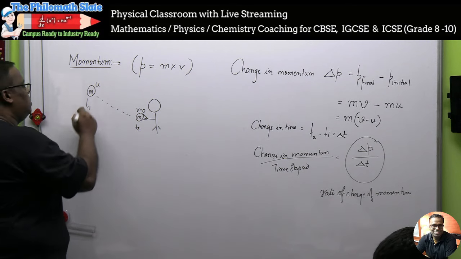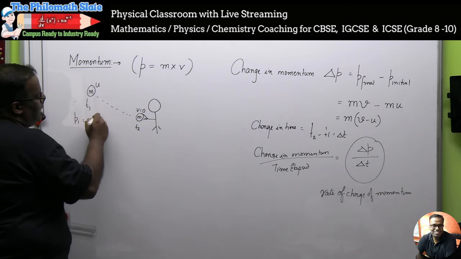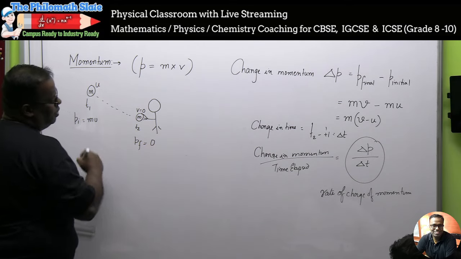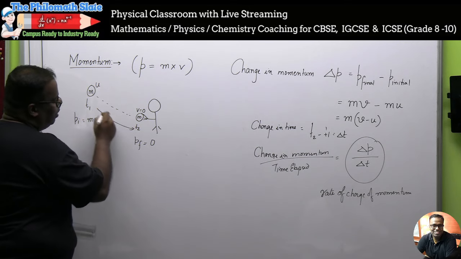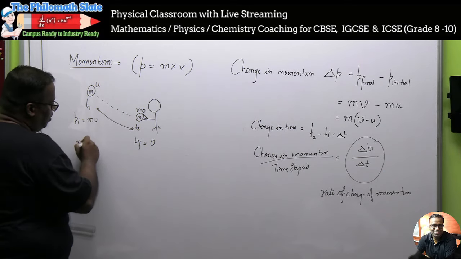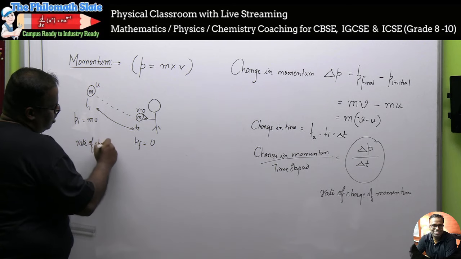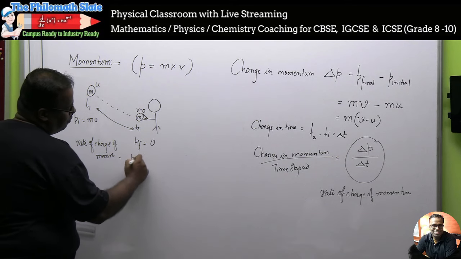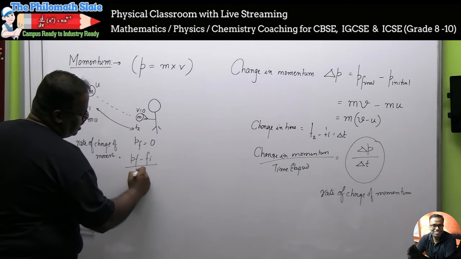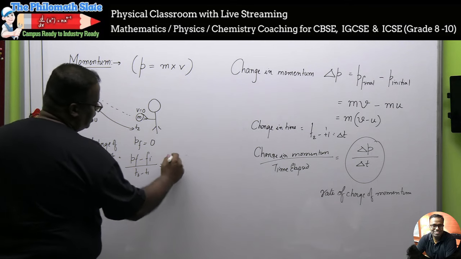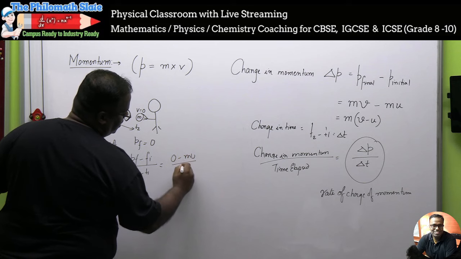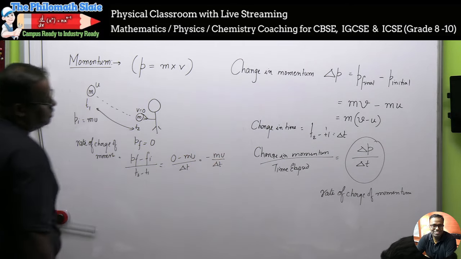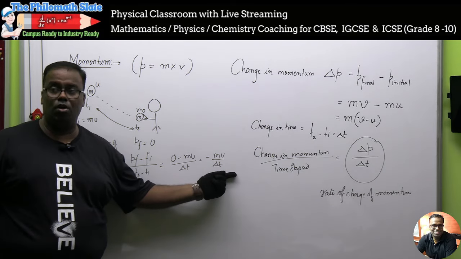So what was its initial momentum? The initial momentum was mu. And what is the final momentum? Sir, the final momentum was 0. And this has happened over a time interval of t2 minus t1. So if you want to find out the rate of change of momentum, it will be pf minus pi divided by t2 minus t1. So pf is 0, this is mu divided by, say, delta t, where t2 minus t1 is delta t, so we say minus mu by delta t. Rate of change is negative, obviously.